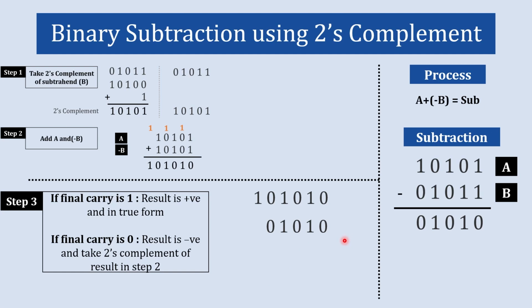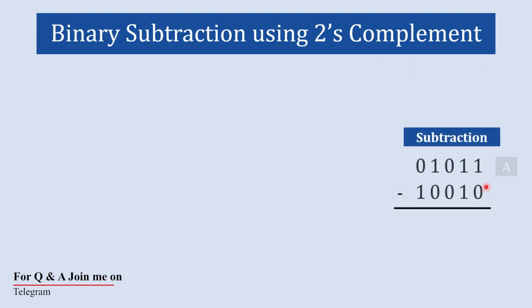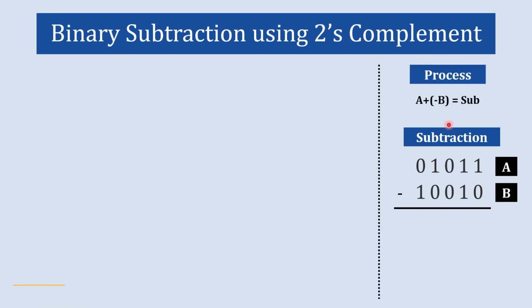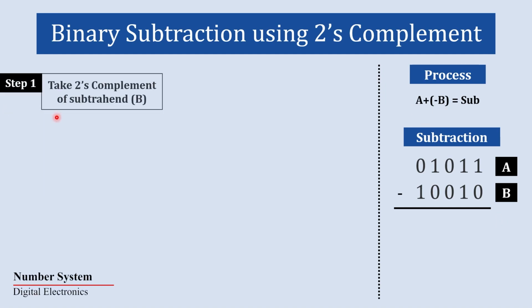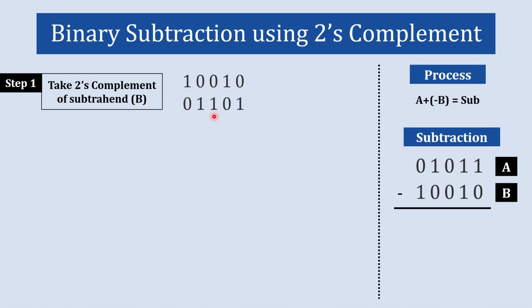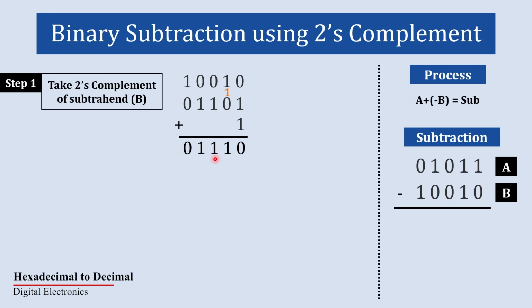Now let's quickly take another example to understand this second option. Here these two are our binary numbers A and B, and we are going to do the binary subtraction. For that, step number 1 is to take 2's complement of our subtrahend. This is our subtrahend 10010. To get 2's complement, first we'll write 1's complement and then we'll add 1 to it. 1 plus 1 is 0, 1 will be carry, 1 plus 0 is 1, 1 1 0. So this 0 1 1 1 0 is the 2's complement of our subtrahend.